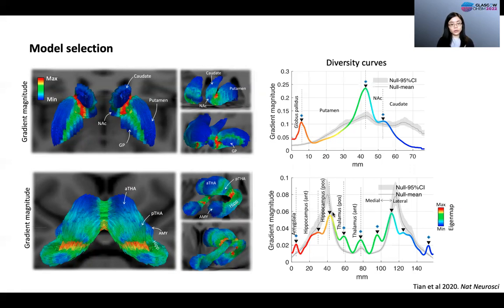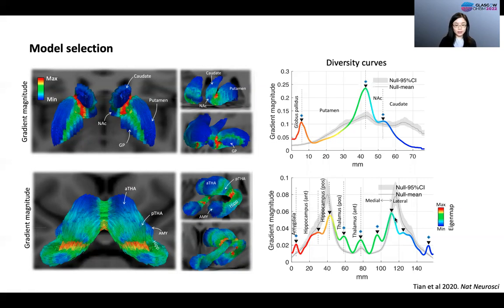So now the question is, shall we consider all the local peaks? What if those peaks are purely driven by chance, or by other confounds such as spatial smoothing and geometric constraints that are quite unique to the subcortical structure? To control those factors, we need to generate a null model to benchmark the gradient magnitude. And here we generated such a null model, shown in gray.